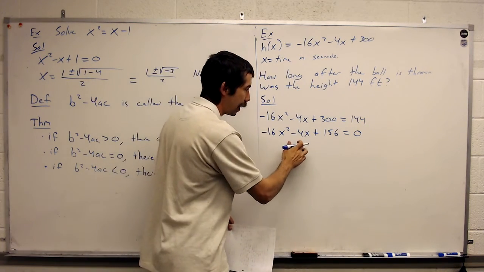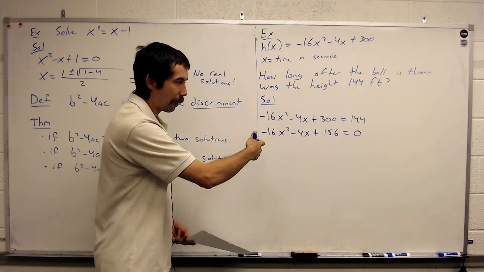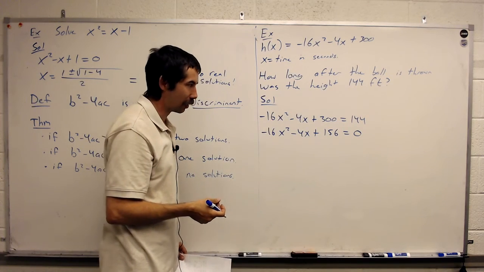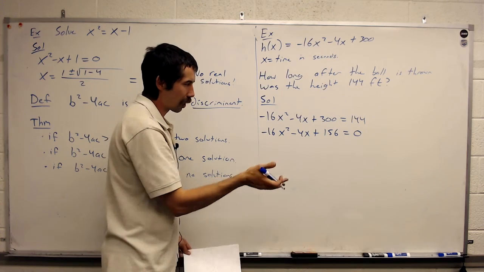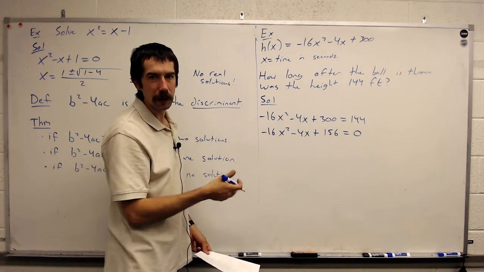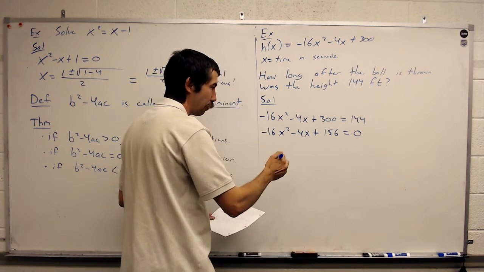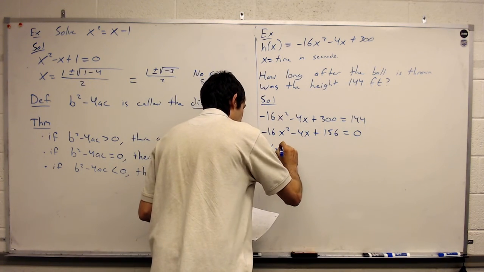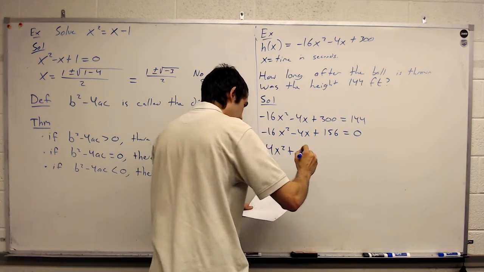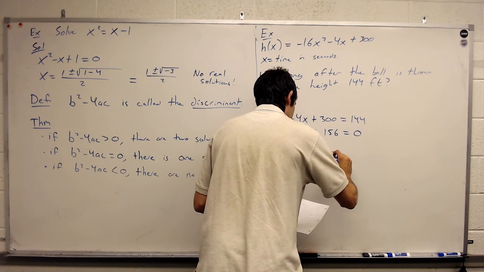And you might notice each term in this, I mean, we're good to use the quadratic formula here, but these numbers are kind of big. So I'm going to divide each term by 4. You could notice each term is divisible by 4. I'm actually going to divide each term by negative 4. So 4x squared plus x minus 39 equals 0.